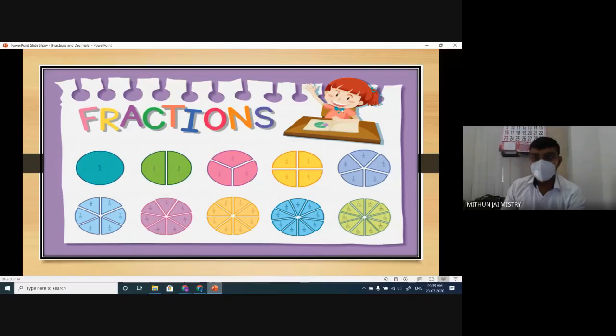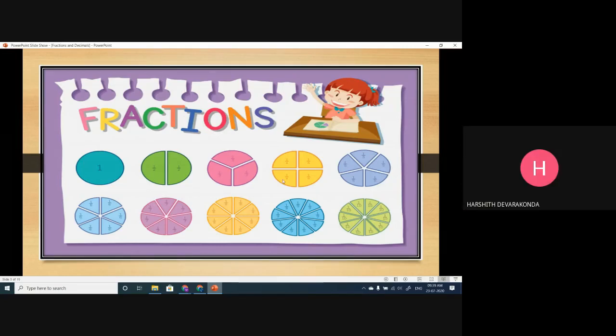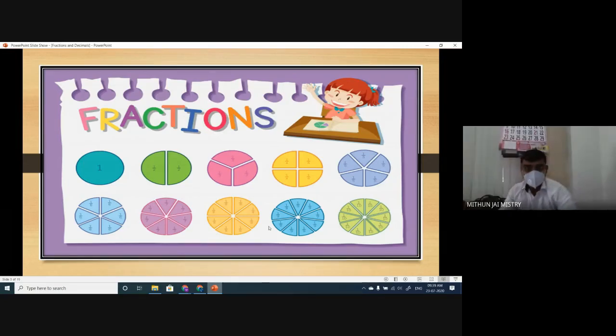Fractions. Wow, here the girl is very happy. You can see in the image the girl is very happy doing fractions, right? Here you can see there are many circles. In the first one, the circle is not divided at all. It is whole, and then it is divided into 2 parts. So each part is 1 by 2, 1 by 2. Then it is divided into 3 parts, and each part becomes 1 by 3, 1 by 3, 1 by 3, then 1 by 4, 1 by 4, and so on. And here 10 parts. Wow. That means it looks like pizza, no?